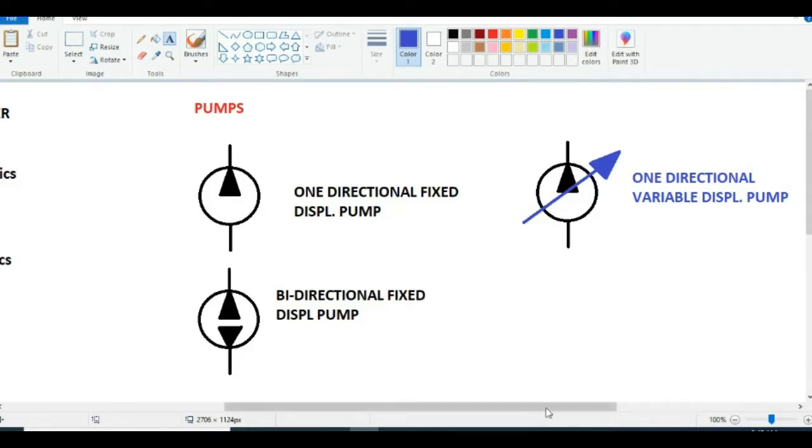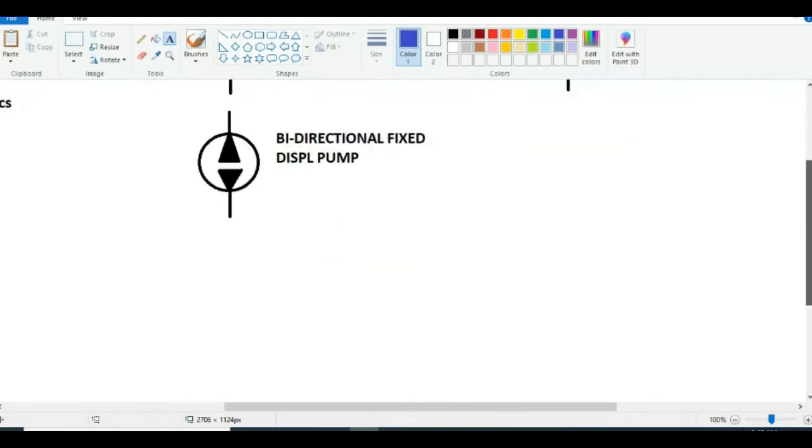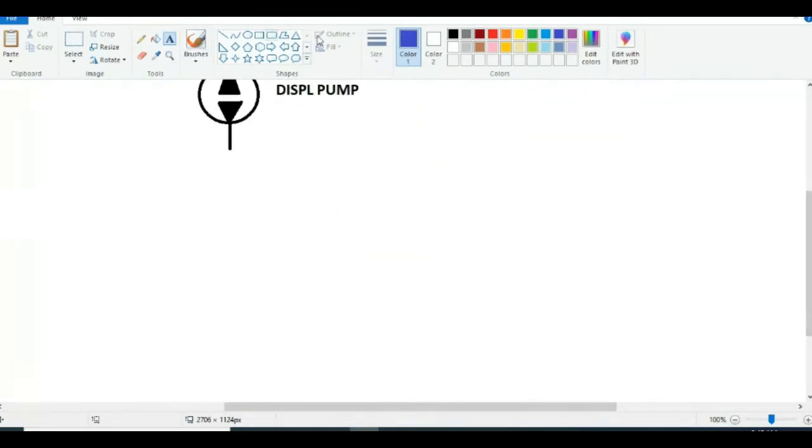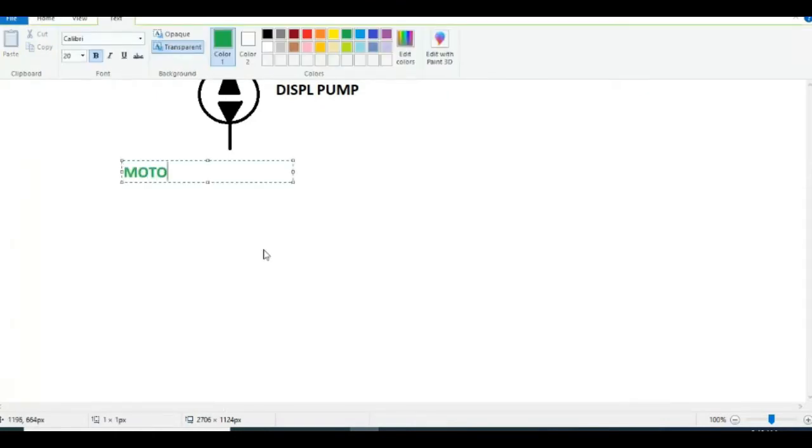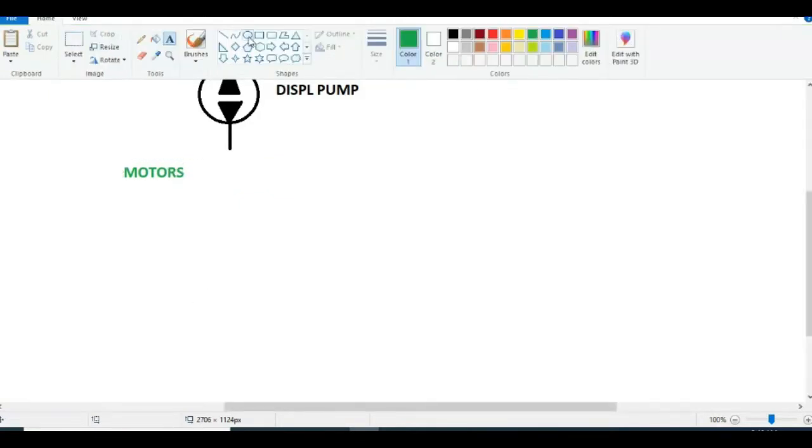Again, we now discuss one more device in the hydraulic system, that is the motors. The function of the motor is exactly opposite to the pump. It converts the pressurized fluid power into mechanical power. Pumps convert mechanical power into hydraulic power. So how do we represent the motors?